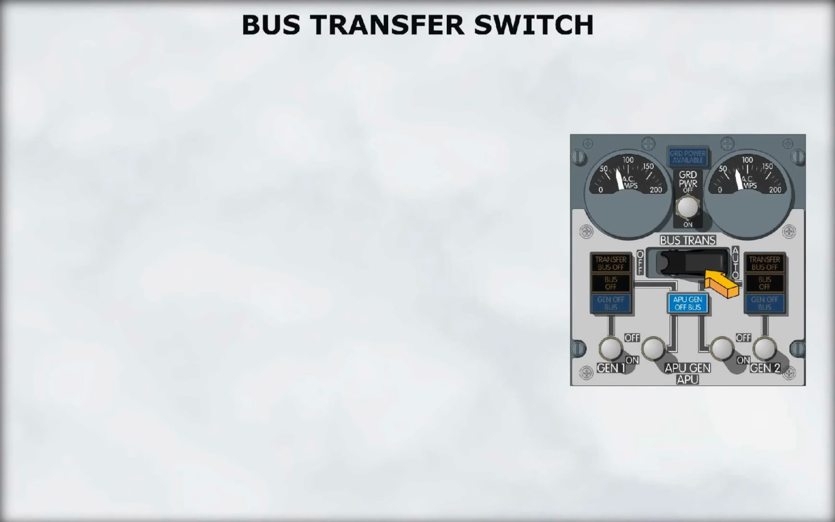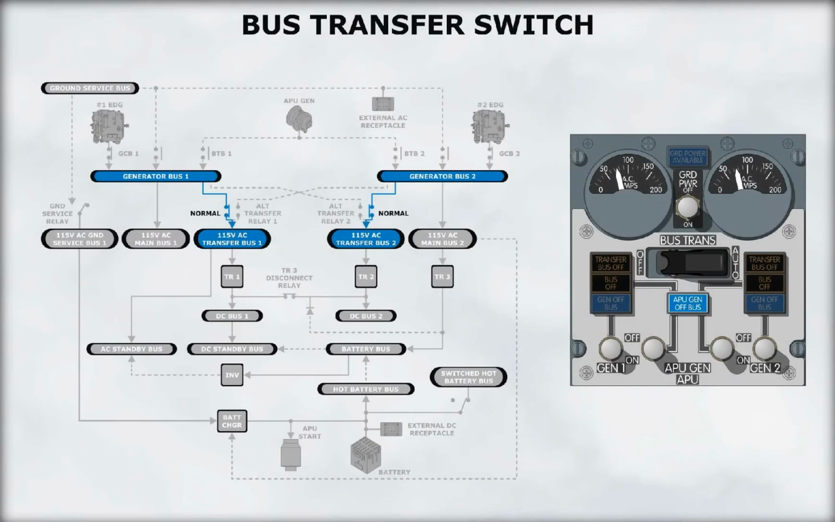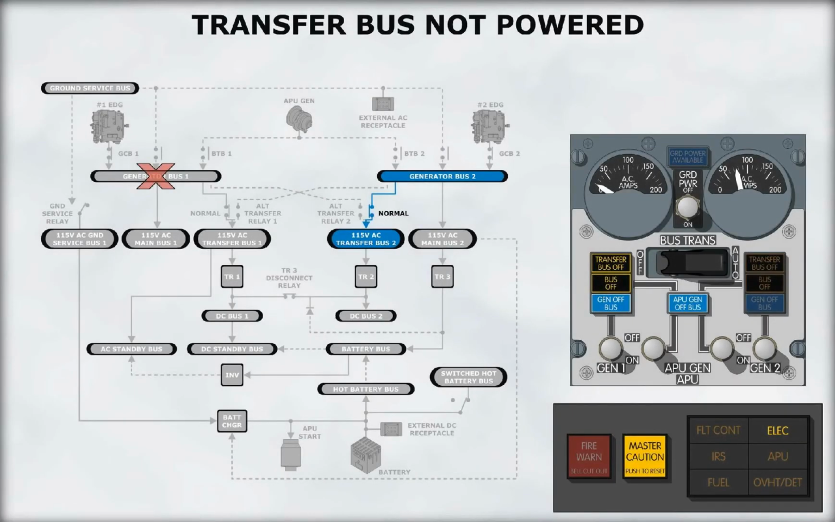The next item of interest on the generator control panel is the bus transfer switch. The bus transfer switch controls the operation of the bus transfer system. It is a two-position switch guarded to the auto position. If a transfer bus is not powered, the associated transfer bus off light illuminates. The electric annunciator light and the master caution lights illuminate.